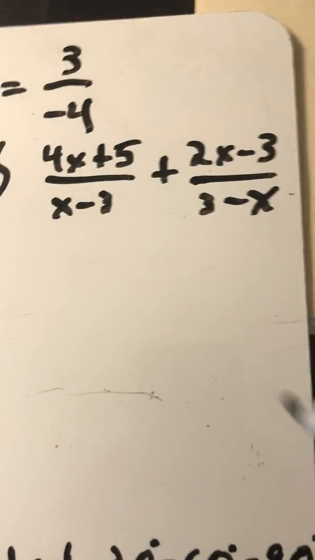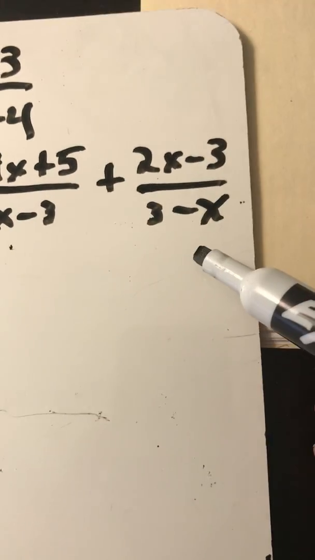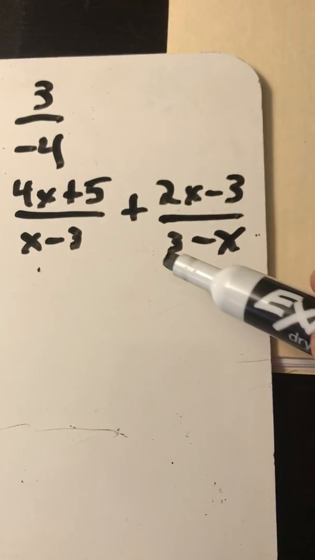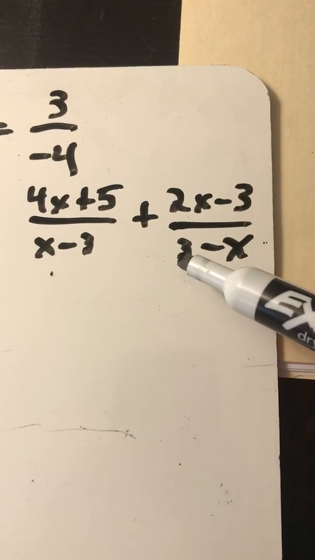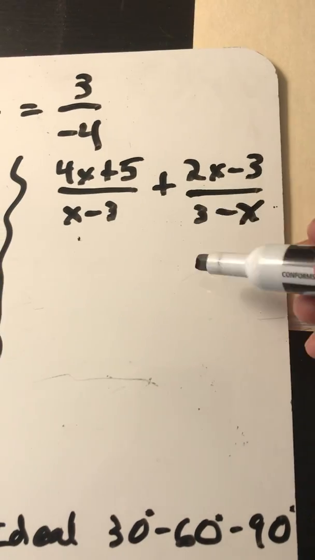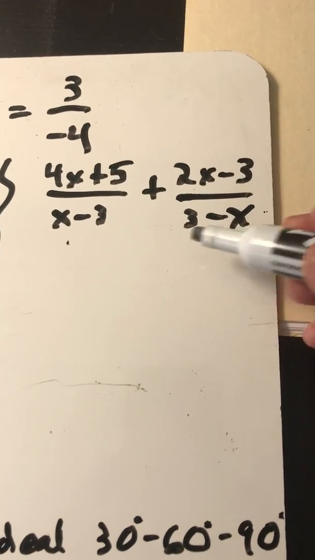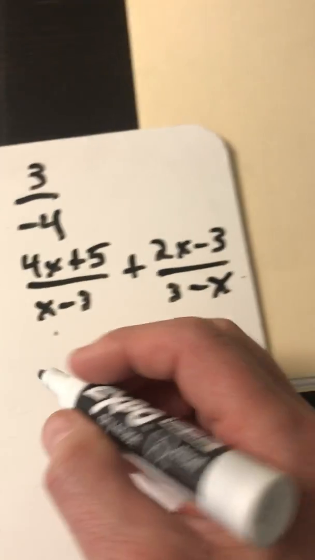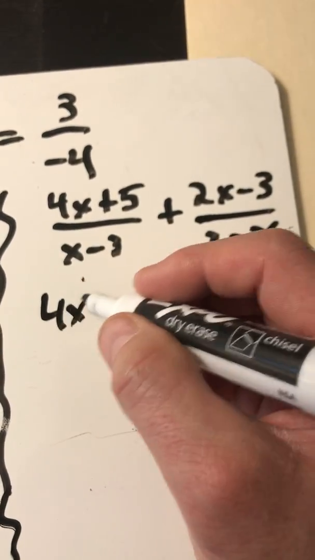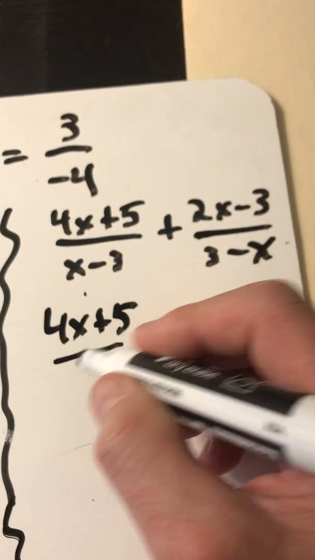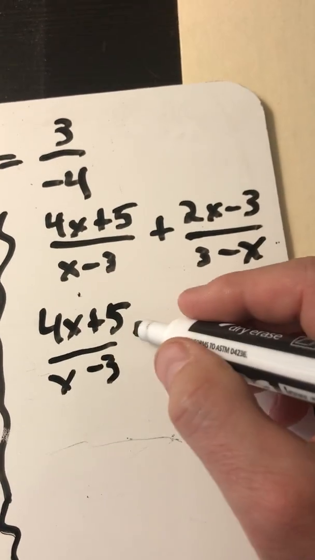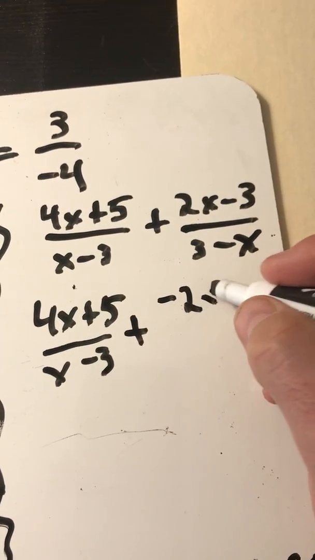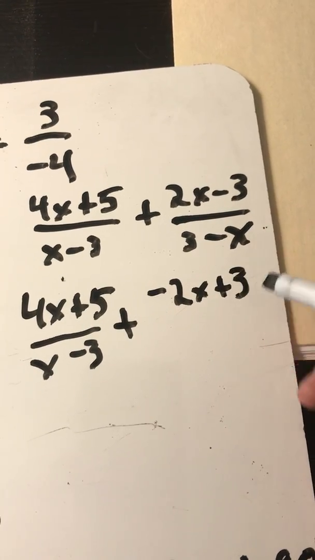Similarly for this one, check it out. Here it's x minus 3, and this one is 3 minus x. So instead of a positive x and a negative 3, we have a negative x and a positive 3. We want to change the signs and change the order down here so you can clearly see. Let me just write the first one again, plus. Now if I multiply the top by negative 1 of this second fraction, I'll get negative 2x plus 3.